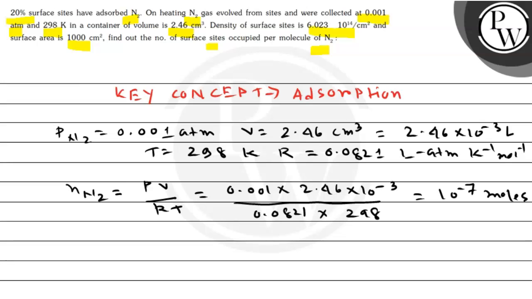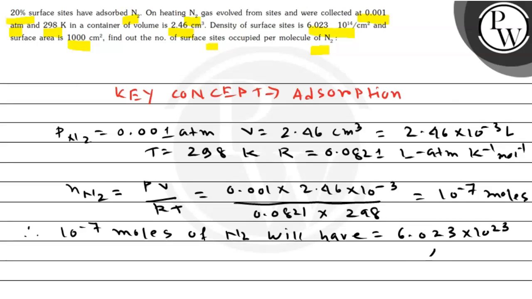Now from Avogadro's hypothesis we know that 1 mole of a substance will have 6.023 × 10^23 particles. Therefore 10^-7 moles of N2 will have 6.023 × 10^23 × 10^-7, that is equal to 6.023 × 10^16 number of molecules.